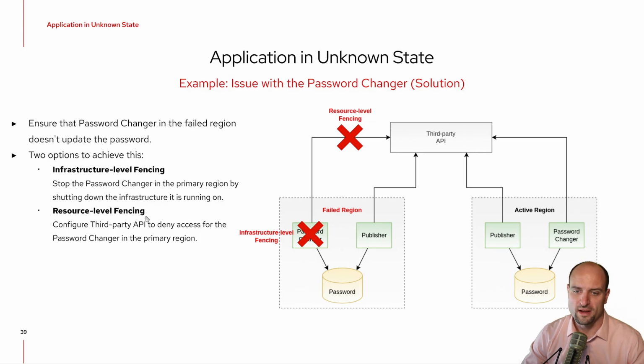If you are in the public cloud, then you can use the second option, which I call resource level fencing. This option prevents the global resource, the third-party API, from being modified by the password changer in the failed region, and this is accomplished by configuring the third-party API to revoke access for the password changer in the failed region. Let's review what we covered in this video.